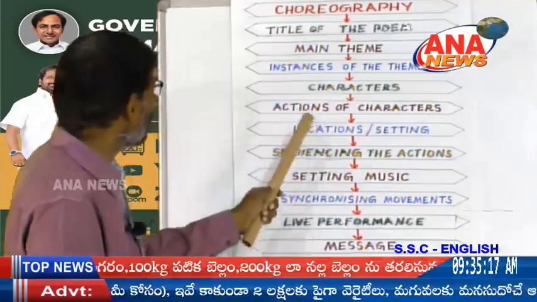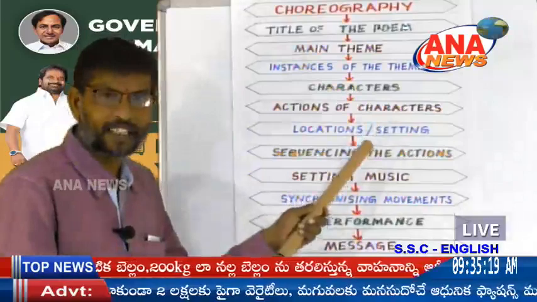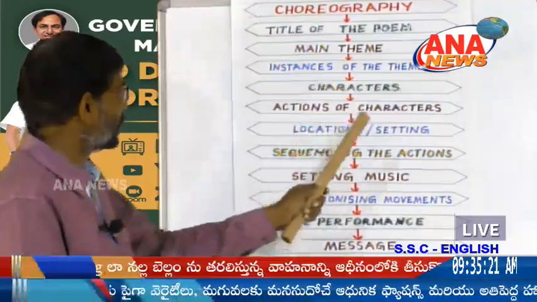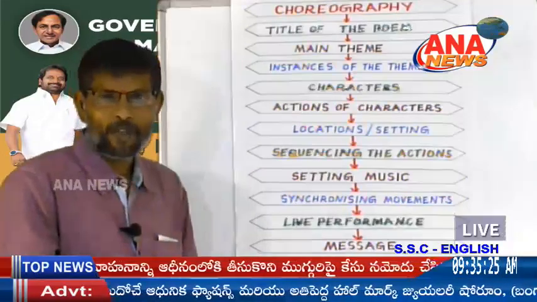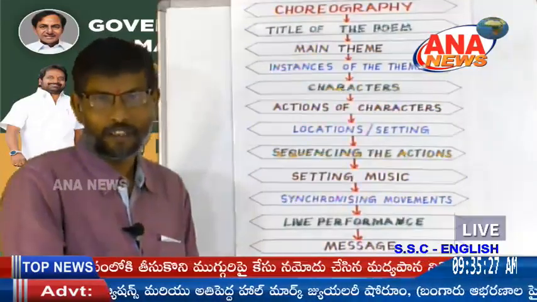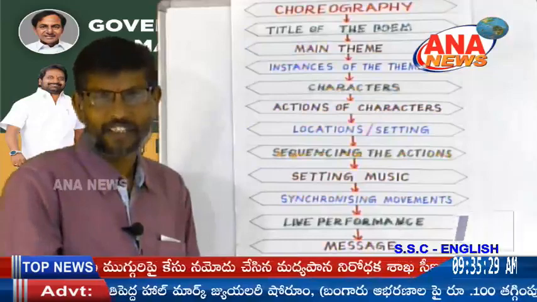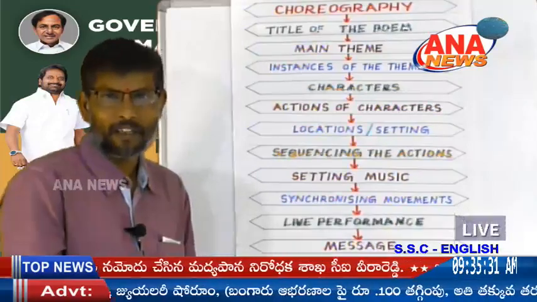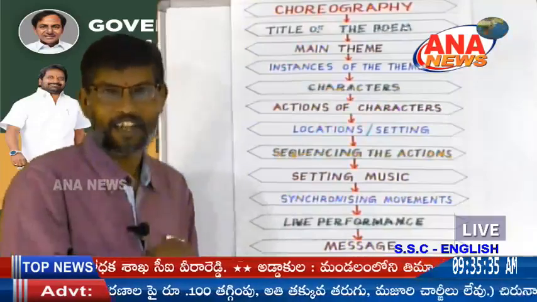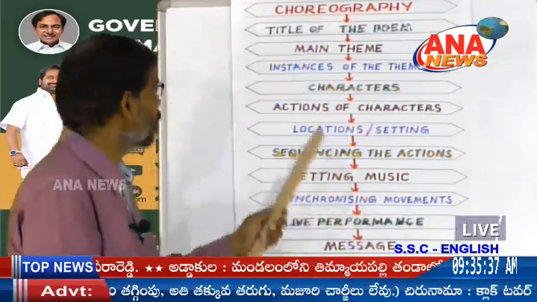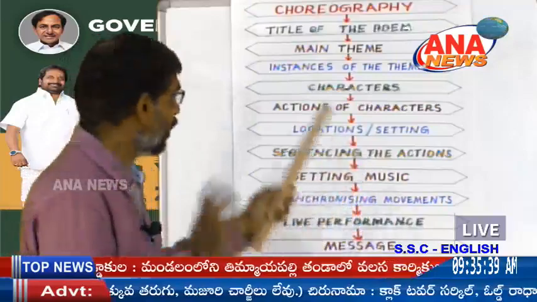So, next, actions of characters is also done. Locations and setting. In the poem, the entire poem may not be in the same location. Locations may change. For example, the interior of the house, kitchen room, market, like that. Different locations are there. So like this, you can identify the locations.